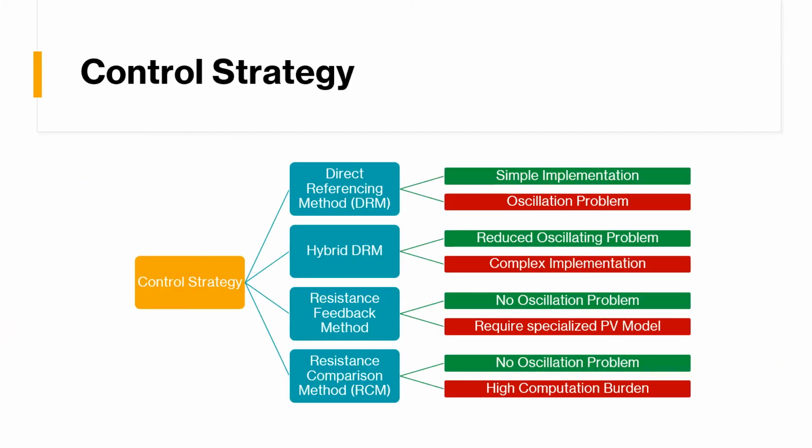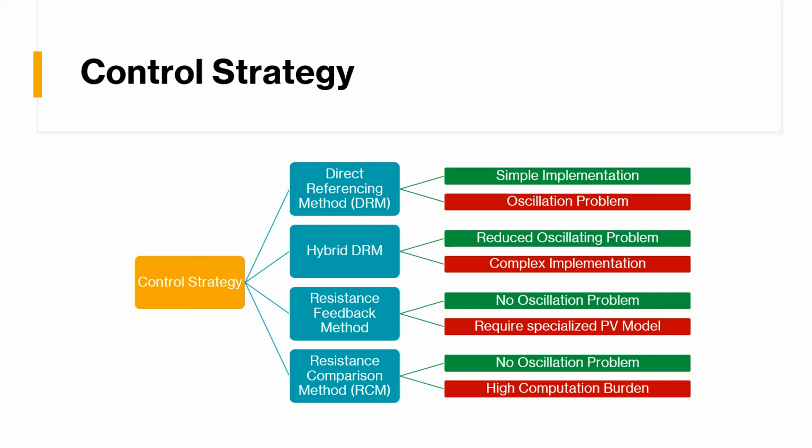We move on to the next part, which is the control strategy. Basically, this is a literature review. The commonly used is the direct referencing method or DRM. It is easy to implement but has an oscillation problem. The hybrid DRM improves this by reducing the oscillation problem, but the hybrid DRM is complex to implement.